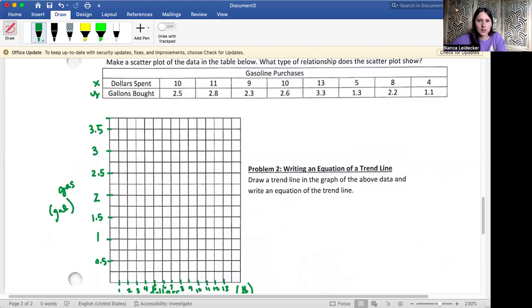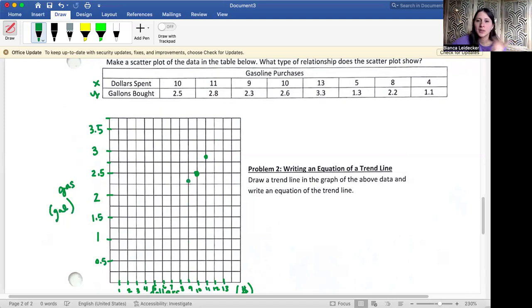Now I'm going to plot my points. So for $10 spent, it's 2.5 gallons. So 2 point here, $11, 2.8. So 11, 2.8 is going to be probably a little above 2.75, because in between 2.5 and 3 is 2.75. And then 9, it would be 2.3. Let me go up to 2. Estimating 2.3 is probably somewhere here.